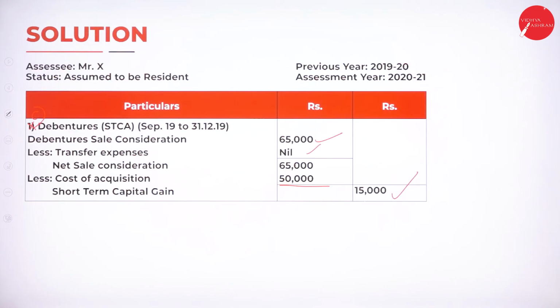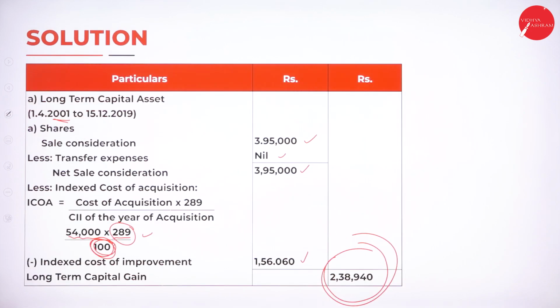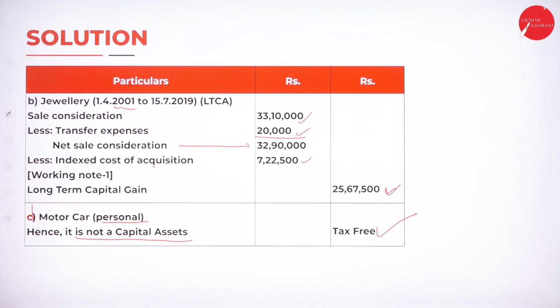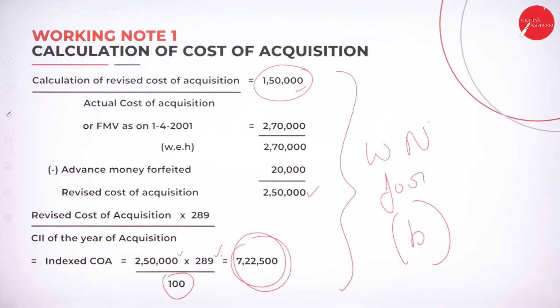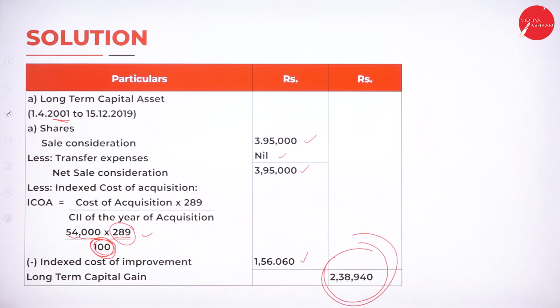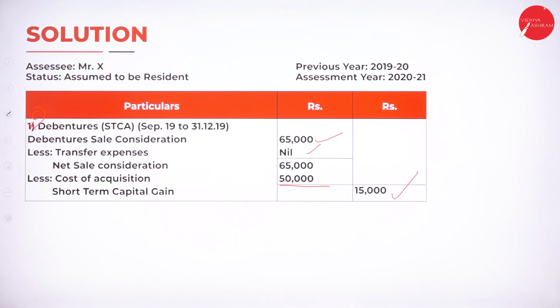The solution for problem number 2. This is the first one. Before that, unlisted shares. There is a jewelry B, and you have motor car answer here itself. Working note for jewelry. There is a fourth one, debenture.